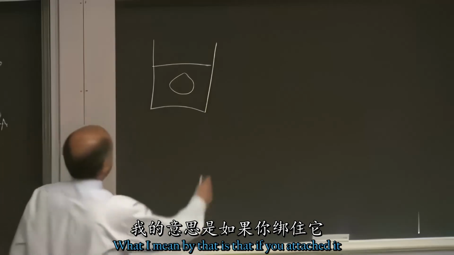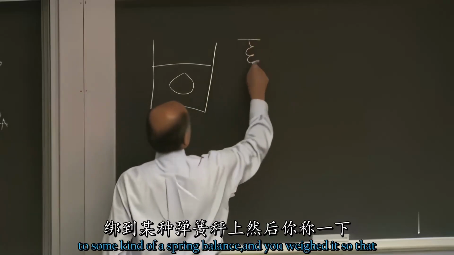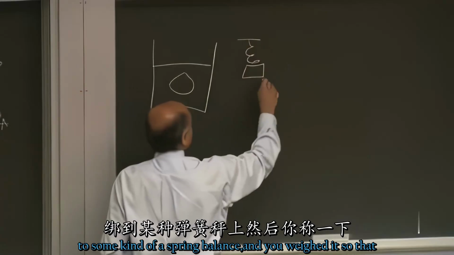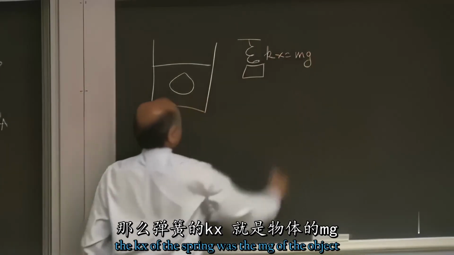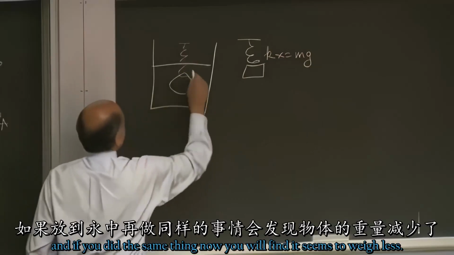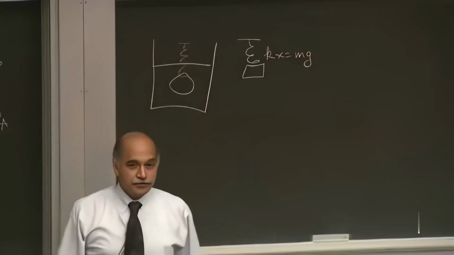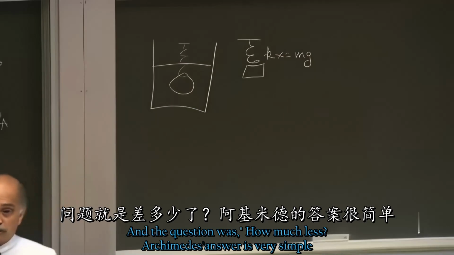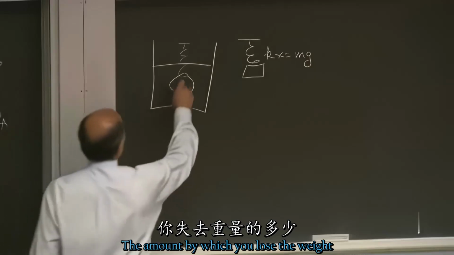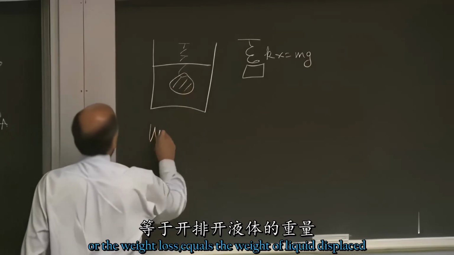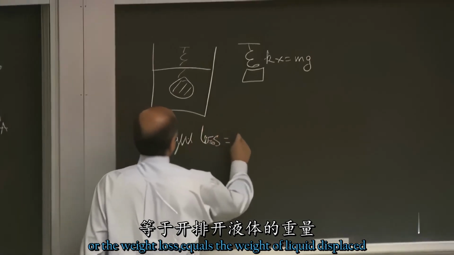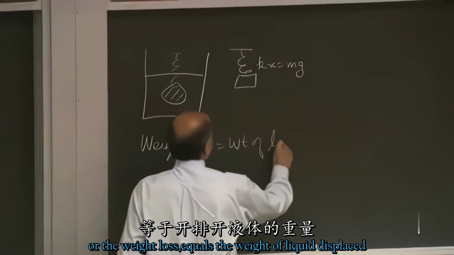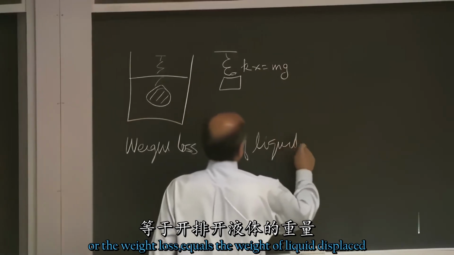What I mean by that is that if you attach it to some kind of a spring balance and you weighed it so that the kx of the spring was the mg of the object, and if you did the same thing now, you will find it seems to weigh less. And the question was, how much less? And Archimedes' answer is very simple. The amount by which you lose the weight, or the weight loss, equals weight of liquid displaced.